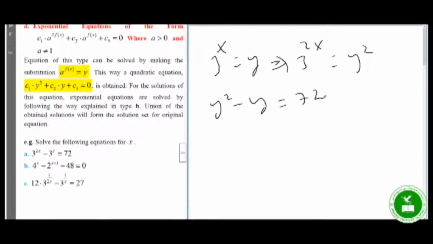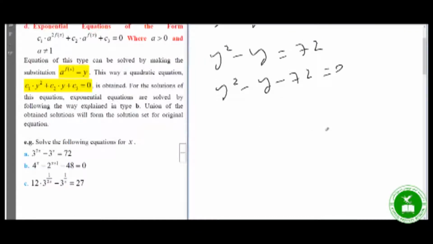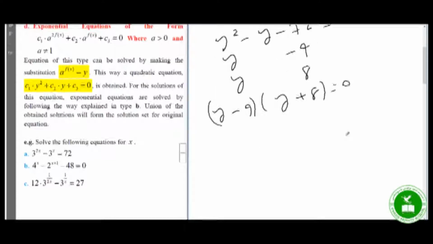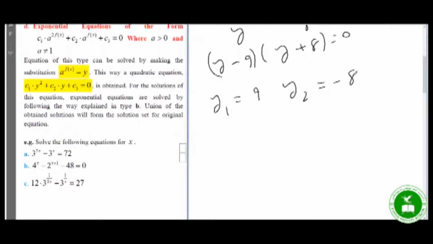Let's write it in standard form. It's a quadratic equation. So y squared minus y minus 72 will be equal to 0. We can factorize 72. By using factorization, we can solve it. Negative 9 and 8, y and y. So this equation will be y minus 9 times y plus 8 is equal to 0. It has two different solutions. y1 is equal to 9, y2 is equal to negative 8.